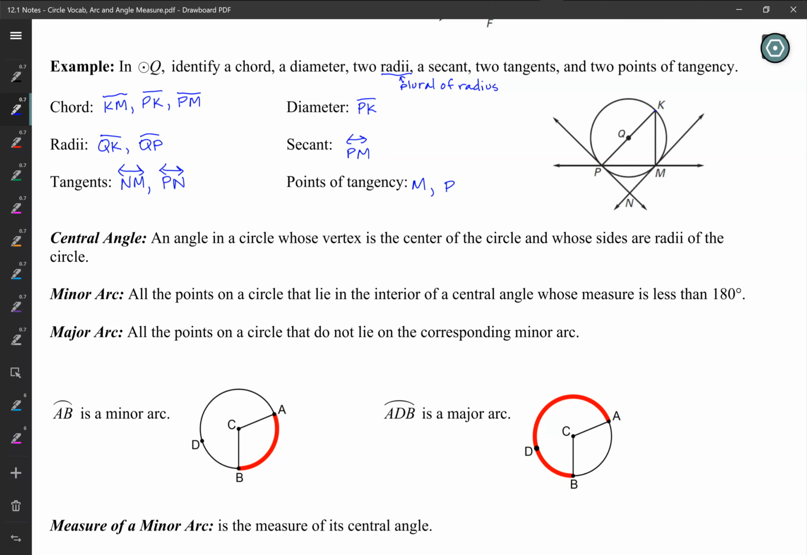So an arc is just a piece of a circle. That's just part of the curve of the circle. And we have two kinds of arcs. We have a minor arc. Less than half of a circle is a minor arc. That's a minor arc. Major arc is more than half of a circle.